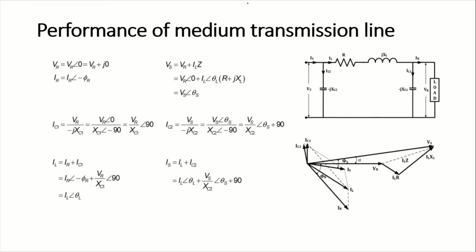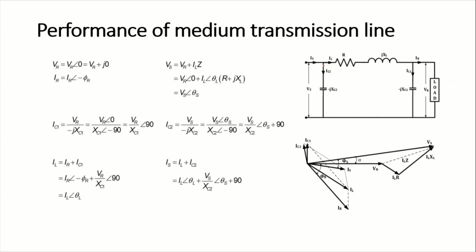So, performance of a medium transmission line. Take VR as a reference. VR, the receiving end voltage, is taken as the reference. The receiving end current lags behind VR by some angle, which is equal to phi r.